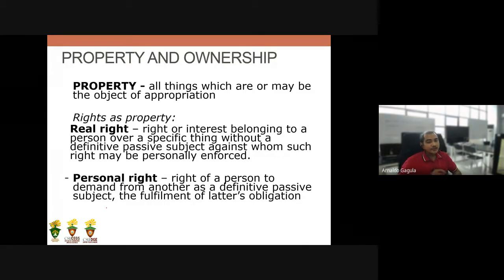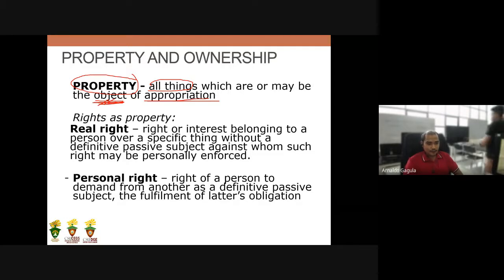So let us define what is property. Property is all things which are or may be the object of appropriation. Everything that can be acquired or owned. Like for example, land, it can be owned. Everything that can be owned is what we call property. Object, not a person. So, an object for appropriation.